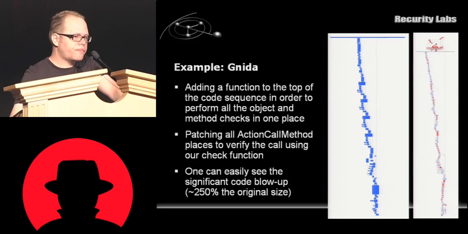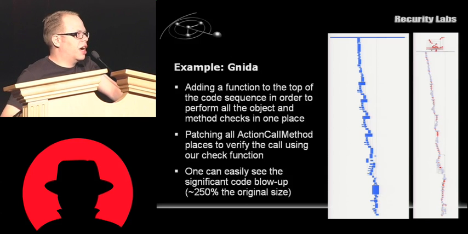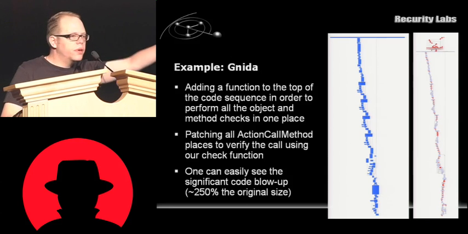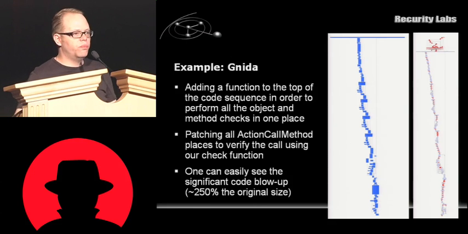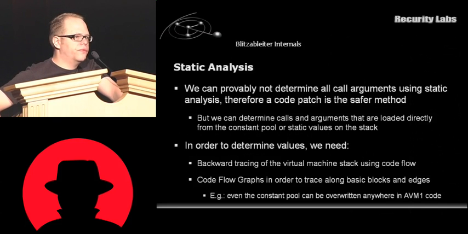However, every single method call and every single call to an instruction that has anything to do with forwarding your browser to a new URL is now covered. So the code is secure, but in my eyes it's a little bit too big. So what we do is prevent patches in places where we can prove that the argument is a constant that fulfills a certain requirement. We can determine those things using backtracing of the virtual machine stack in the code flow.